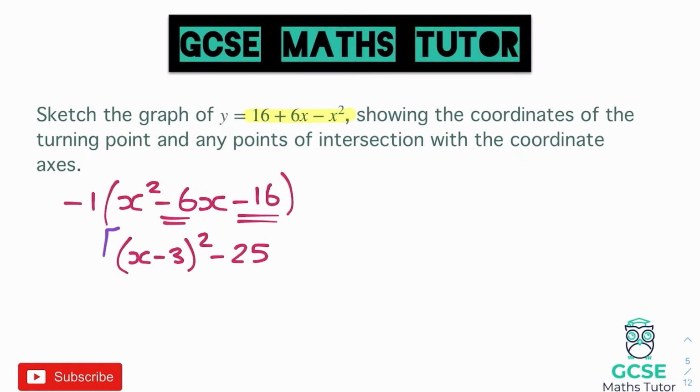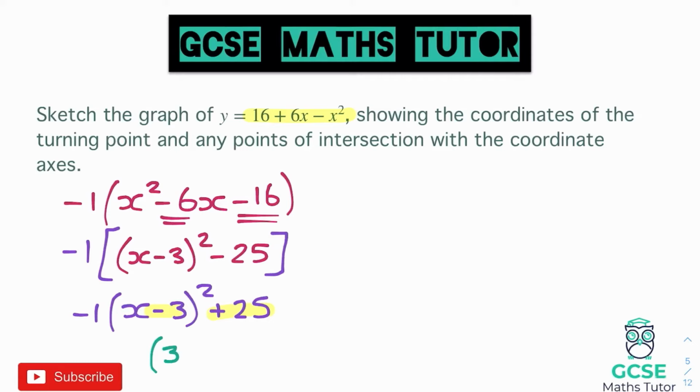Now obviously bringing that -1 back in, need to make sure we don't forget about that. And easy enough, we just times that back in. So -1 lot of the bracket, x minus 3 squared, and then the negative 25 will turn to positive 25. And again, from there, we can read the coordinates of our turning point, not forgetting that the number in the bracket is going to change signs. So we are going to have positive 3 and then positive 25 as our turning point. So let's highlight that. That's one of our key little bits that we're going to add on to our sketch.